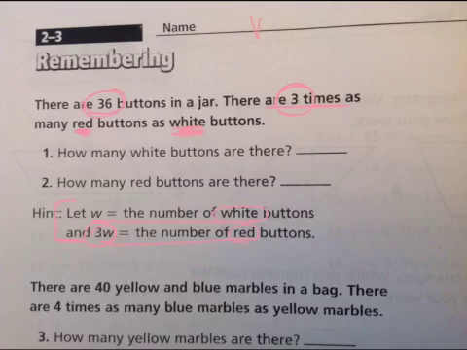So if I take white and add red, I'm going to get my total. Well, we just said that white is W, red is 3W, and my total is 36. 1W plus 3 more W's is 4 W's equals 36. So W equals 9 because 4 times 9 is 36, or you could say 36 divided by 4 is 9.